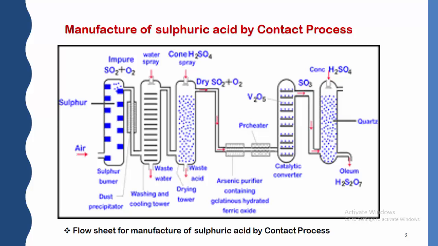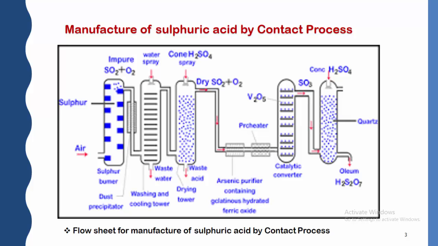From the left hand side, initially there is a burner, then the second unit is a scrubber, and third is the drying tower. Fourth is the arsenic purifier, next is a preheater, and after that there is a testing box, and further it goes to the catalytic converter. Finally there is the absorption unit, in which SO3 is absorbed by water and converted into sulfuric acid, that is, the oleum.